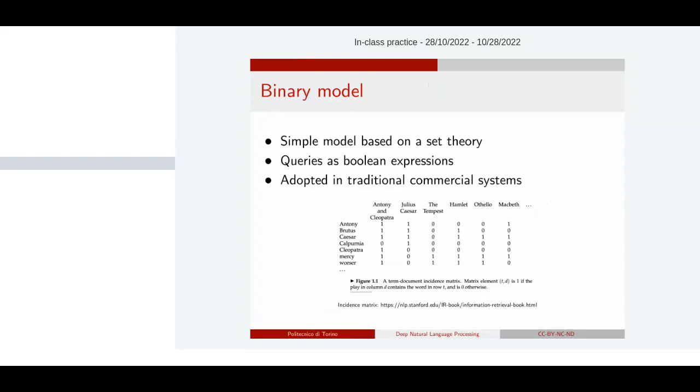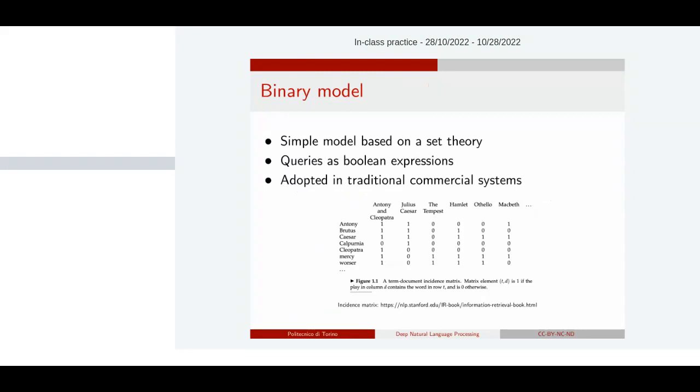So the simplest model that we can build for a search engine is a model based on set theory. It means that we can consider a document as a set of words, so a set of elements inside the document. In this case, they are words. And we can define queries as Boolean expressions. So the user can insert a query, and it means that it can define, like, I want a document that contains these words and does not contain other words.